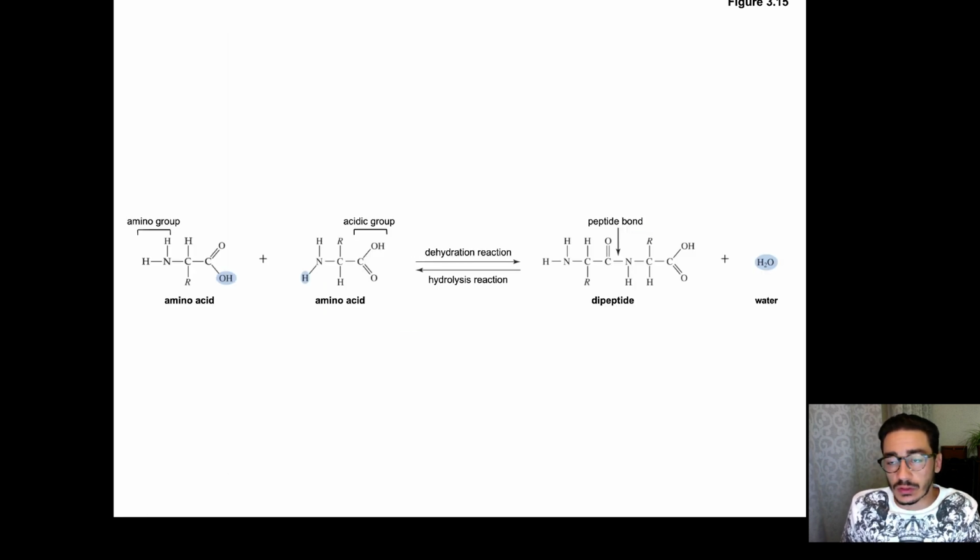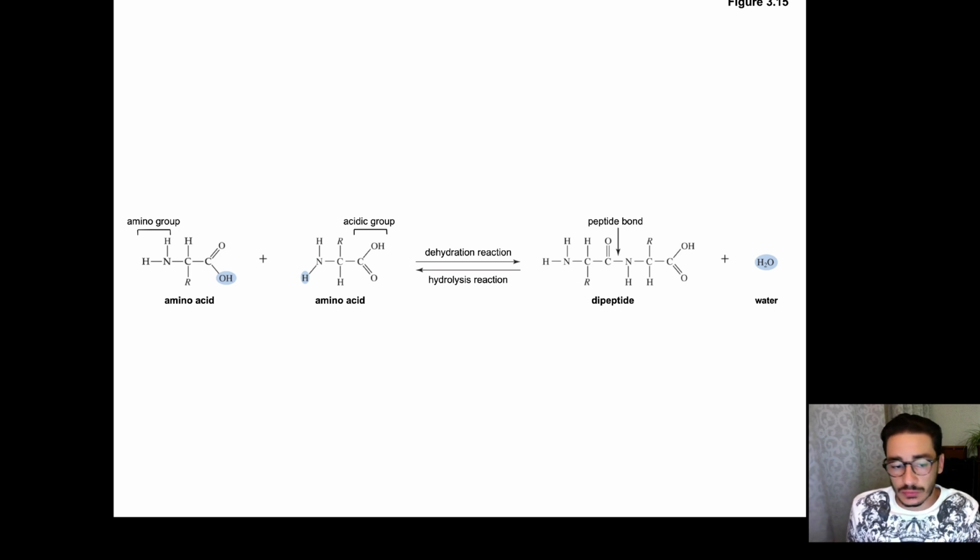So let me talk about this new concept I'm going to introduce. Please know this. One or two questions are definitely going to come up on the final or midterm. And this is the dehydration and hydrolysis reaction. This is one of the simplest reactions we have in chemistry.